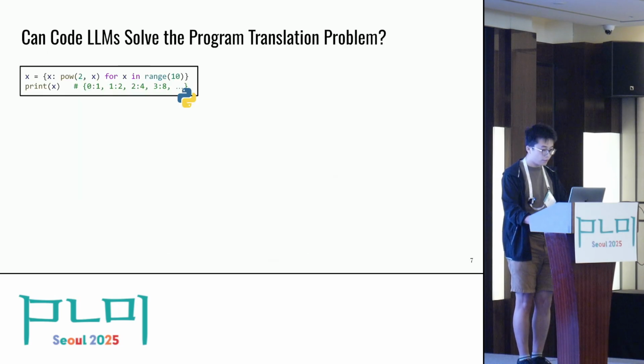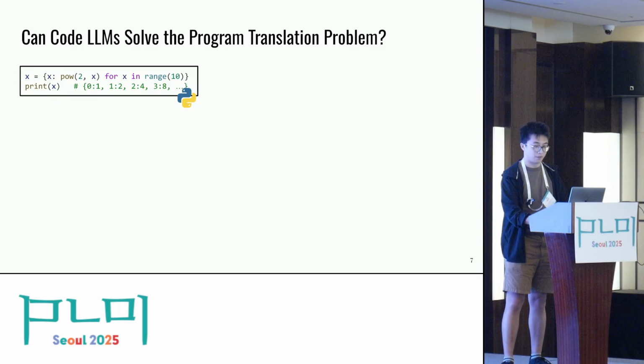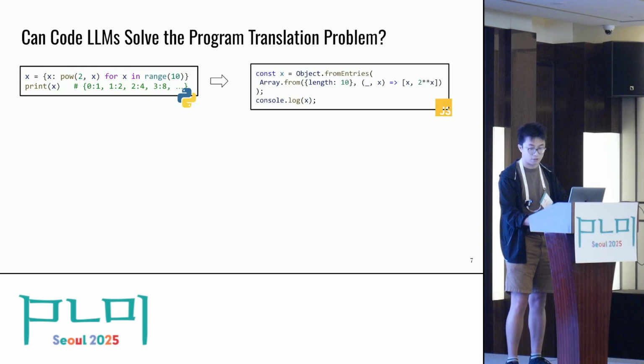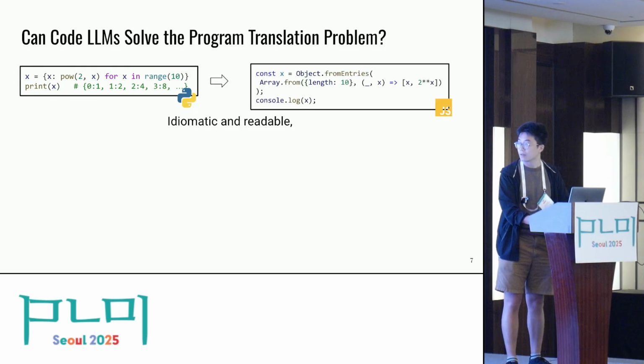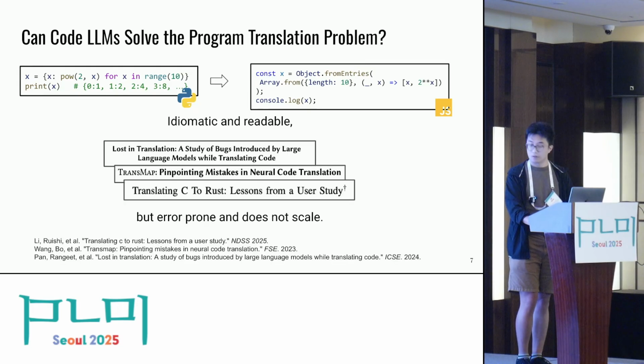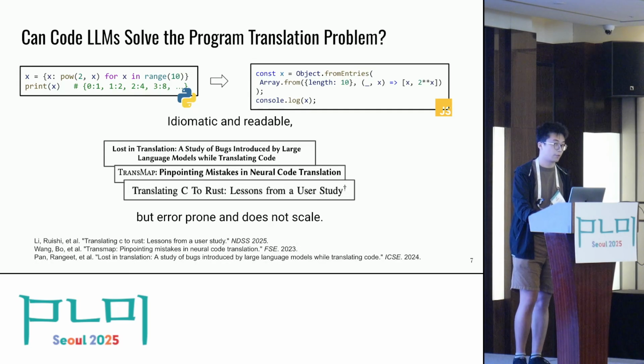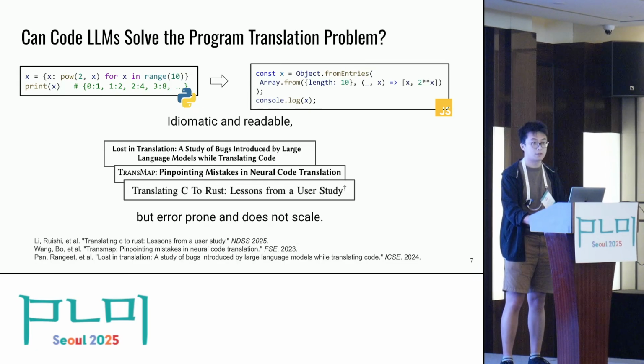As we all know, 20 years later, we have code LLMs. And if we give such a piece of code to these models, it will produce translations that are much more idiomatic. However, as evaluated in various previous work, these models work fine for small pieces of code, but struggle to produce correct translation when dealing with slightly longer programs.